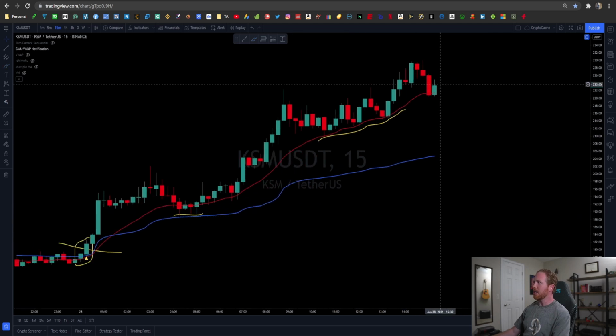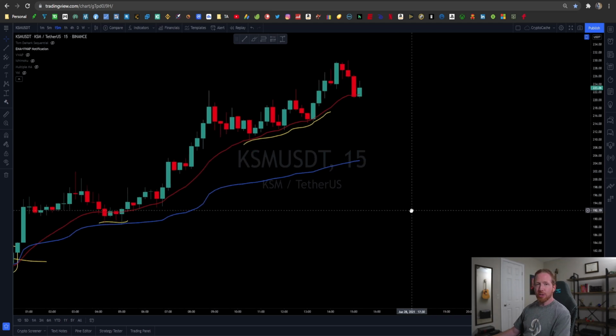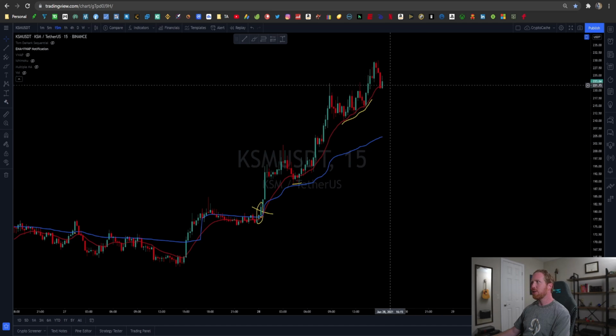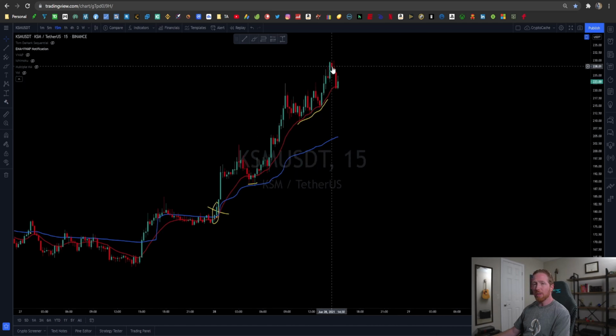So until this line breaks below the EMA and comes down and tests and rejects and comes below the VWAP line, I would likely still continue to hold this position. Okay. Now there's a good chance the price could come down to the VWAP line and test that again, based on it being overextended for the moment.